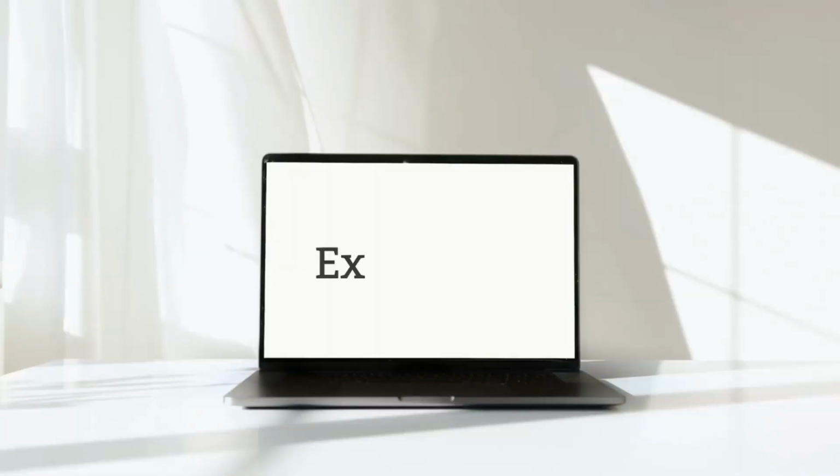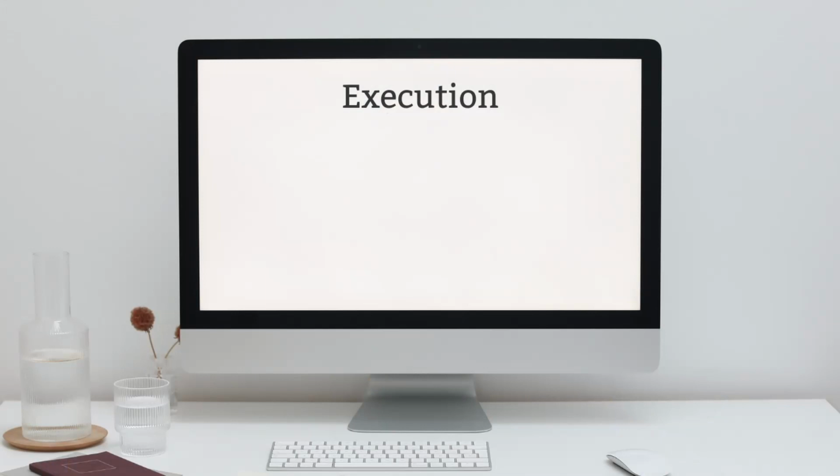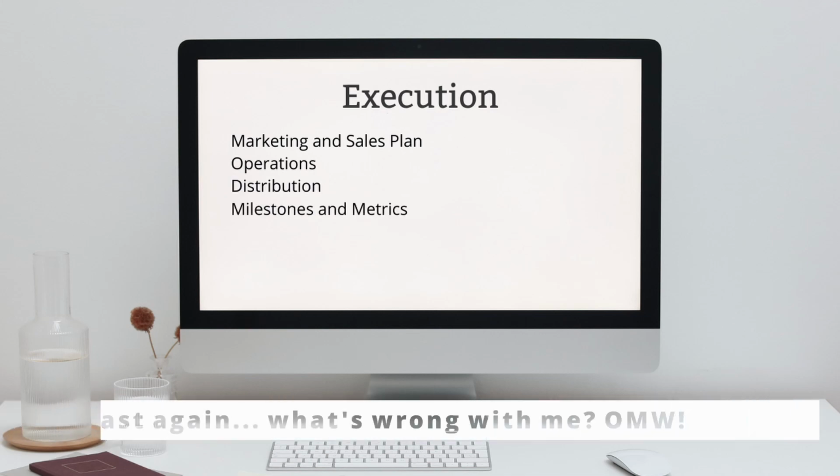Next will be your execution section. This is all about how you will actually make the business work. What is your action plan for the next 5 years of the company? The execution section includes your marketing and sales plan, operations, distribution, milestones and metrics.